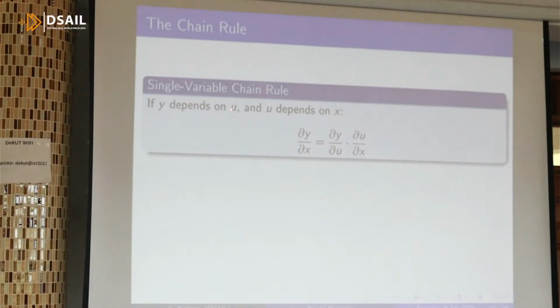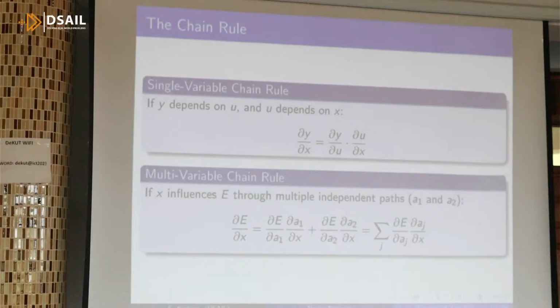That if y depends on u and u depends on x, then the derivative of y with respect to x is really the product of the derivative of y with respect to u and the derivative of u with respect to x. That's the chain rule. You learn this in like first year. And then if x influences E through multiple independent paths, A1 and A2, then this is what the chain rule says. We can do the impact, okay?